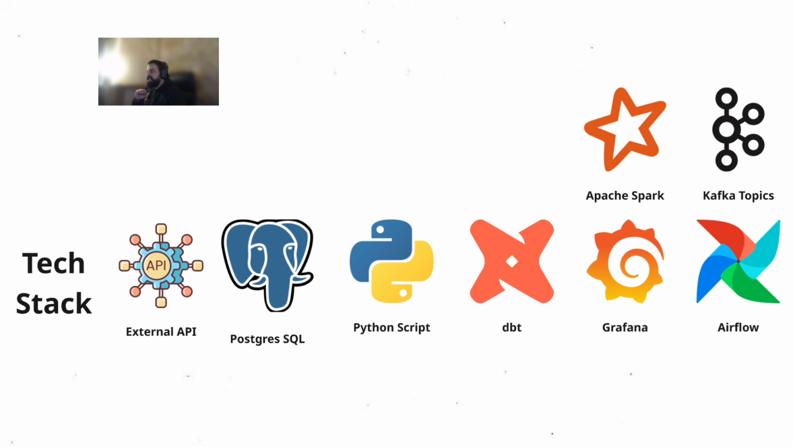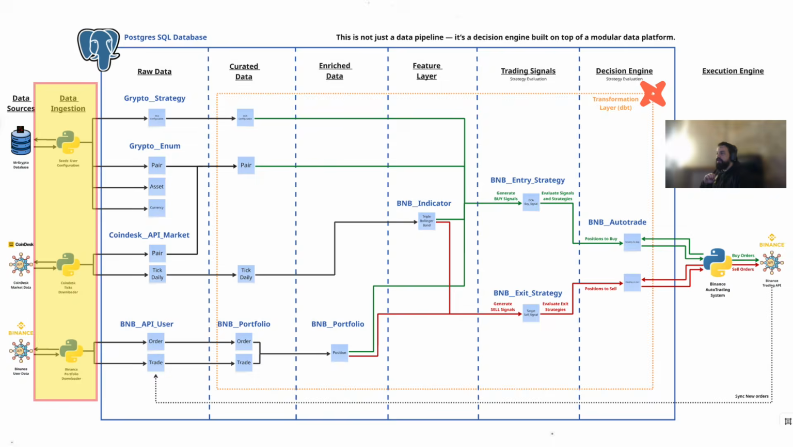Now that we understand the architecture and how the data flows through the different systems, we can take a look at the technology stack that makes this system possible. The platform combines several tools commonly used in modern data engineering, each one with a clear role. Python is used to build both the ingestion pipelines and the trading execution engine, allowing us to interact with APIs, process data, and execute trades.